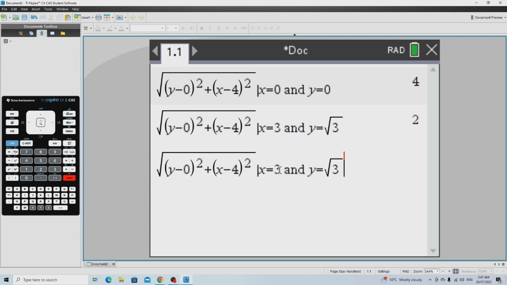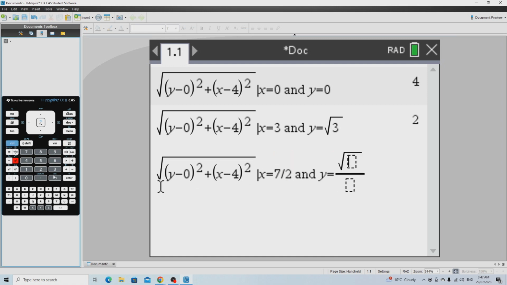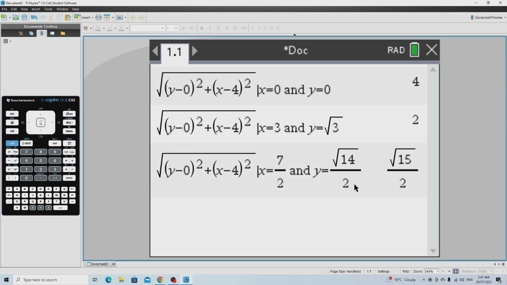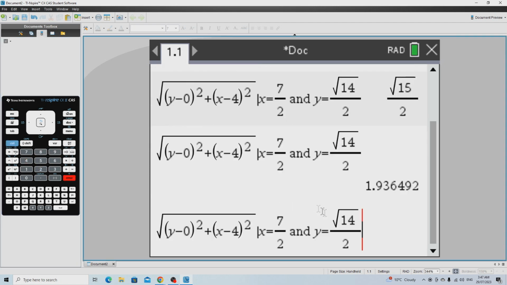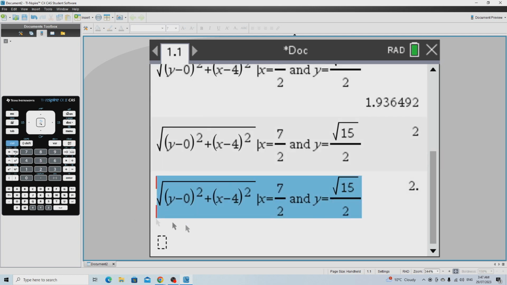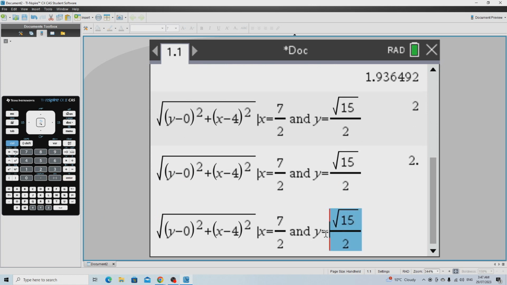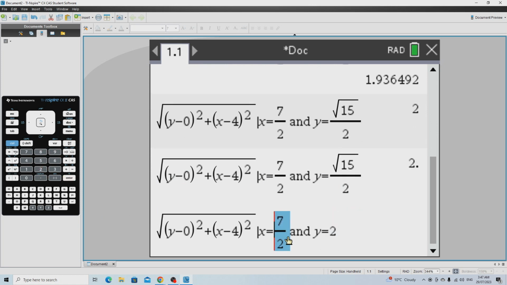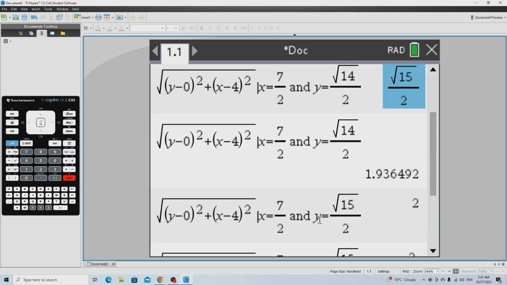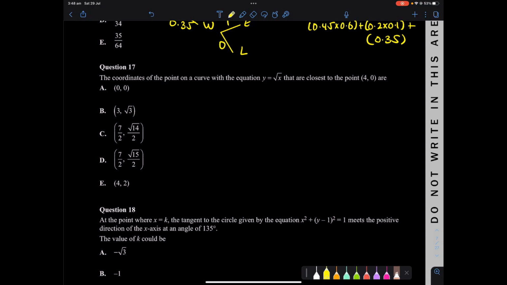Let's try the next value, which is 7 over 2, root 14 over 2, which we get 1.93. Okay, let's try the next value. So this changes to 15 over 2, nope, it got larger. Let's try the last point, which is, this becomes 2 and it becomes 4. Okay, so the smallest value was 1.93. This is the smallest distance, so the answer is when x equals 7 over 2 and y equals root 14 over 2. So 17 is C.